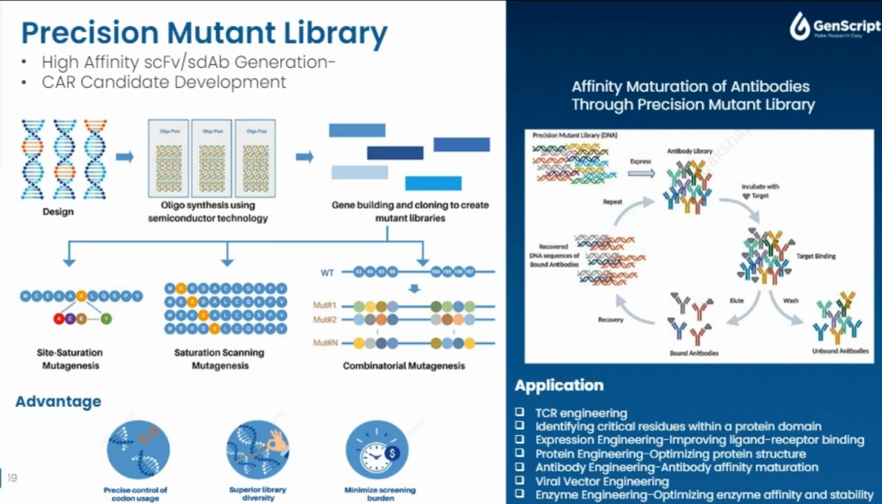Precision mutant library can significantly contribute to the screening process of CAR development in cell therapy. For example, CAR design includes various components such as the antigen binding domain, transmembrane domain, co-stimulatory domain, and signaling domain. PML can be used to systematically explore the effect of different domains on the CAR therapy. And I presented a schematic diagram which shows how the precision mutant library can be used for antibody screening.